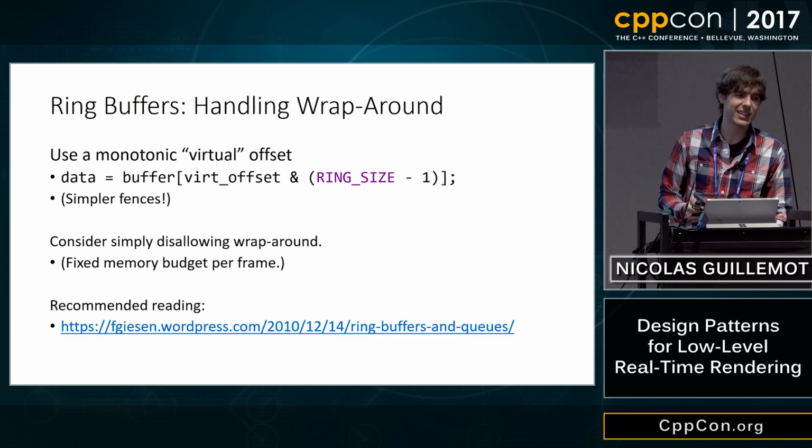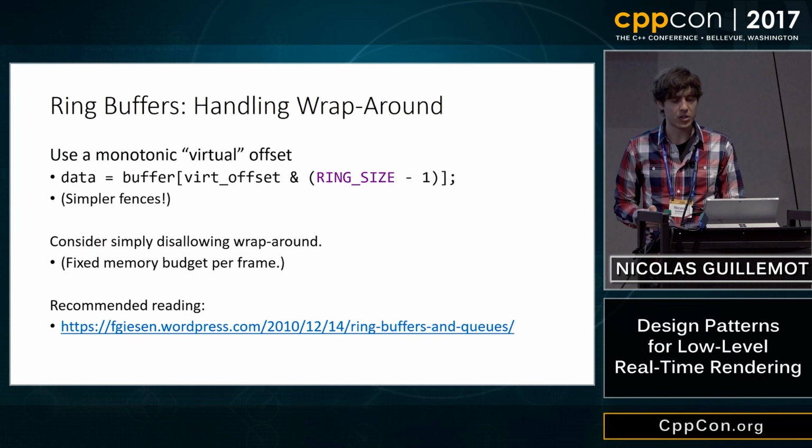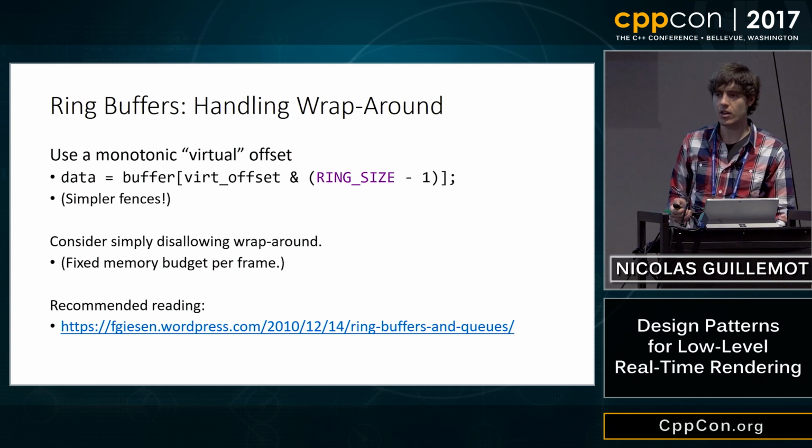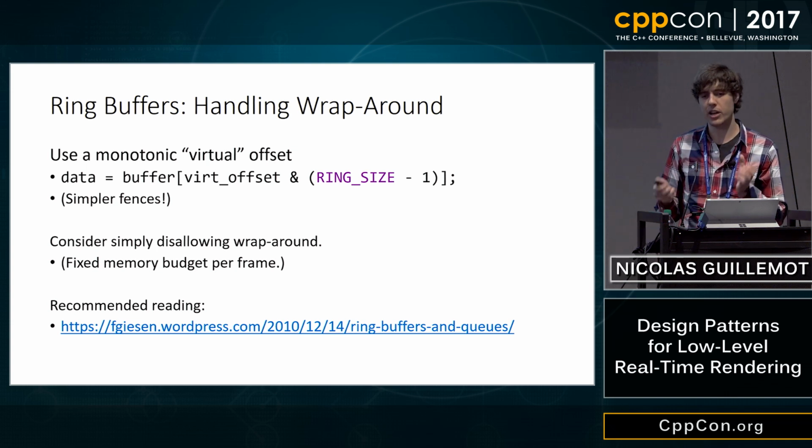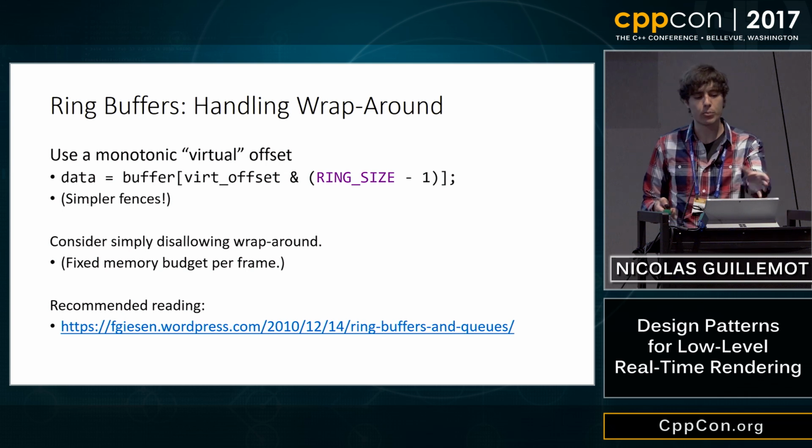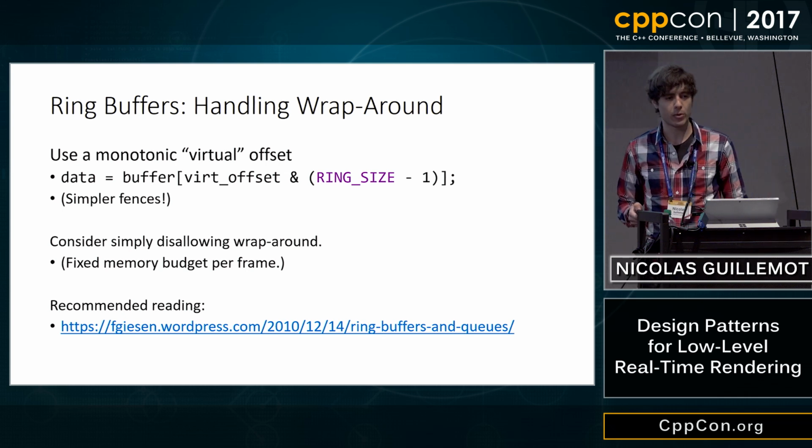And if you're actually implementing this in the wild, I recommend you consider reading this article by Fabian. It has a really nice breakdown of the invariants that are related to a ring buffer and some proofs about how the virtual offset, for example, makes things a lot simpler.